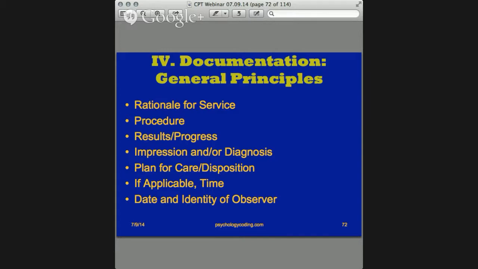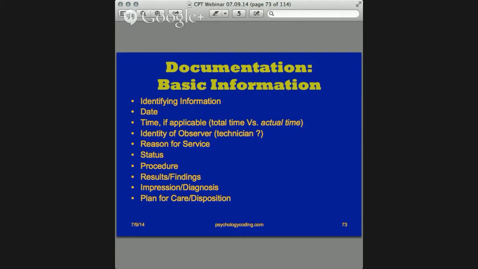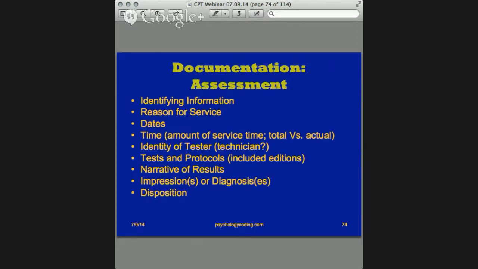The general principles include the rationale for service, what the procedure, what the result, the impression, the disposition, if applicable, the time, and who did the service and what date was that service. The identifying information, the date, and so forth. I want to alert you to two issues here. Well, let me focus primarily on one. It used to be that total time was appropriate as a way to describe the time, and I will discuss this again in a few minutes, but it's not the total time, it's the actual time, the start and stop time.